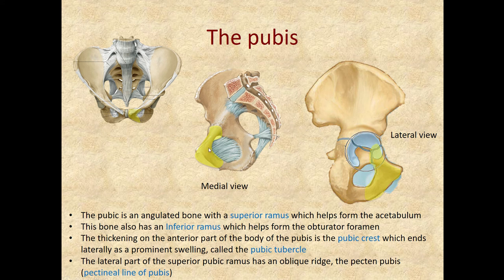You can see that it has a superior ramus, it has a body, and it has an inferior ramus. And that the inferior ramus of the pubis is going to actually meet up with the ramus of the ischium. And so it's going to make this arch here when the ischiopubic ramus of one side meets the other ischiopubic ramus at the pubic symphysis. You can see that it comes together and makes this cool angle.